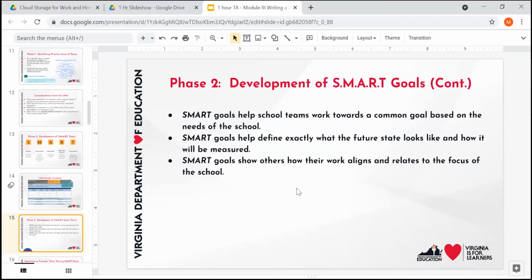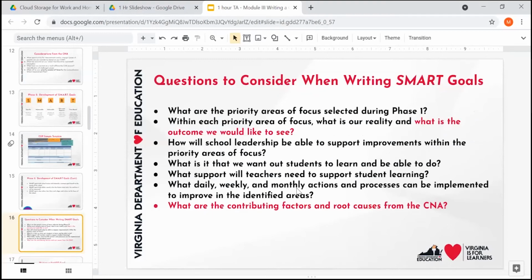It's not a secret, right? It's always curious why people don't share these things. Why are you not sharing this roadmap of your success with others? So you want to share and you want to communicate, and the more people you communicate with, the better chance you have of success. The SMART goals help define exactly what the future state looks like and how it will be measured. And SMART goals show others how their work aligns and relates to the focus of the school. Some of the questions you should be considering when you write your SMART goal: what are the priority areas of focus?